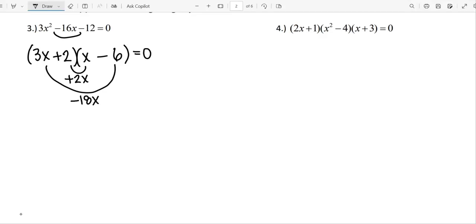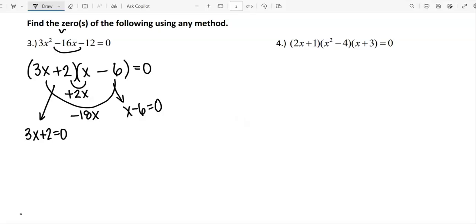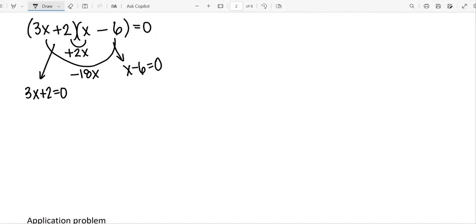Zero product property. So 3x plus 2 is equal to 0, and x minus 6 is equal to 0, and I will be quiet as you finish those. Notice this is asking you to find the zeros, so you should not stop at x equals. You should write them as ordered pairs.